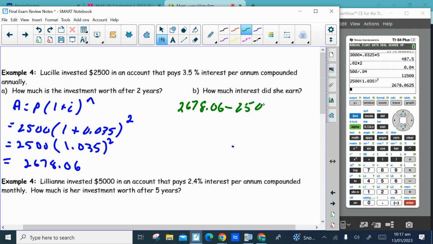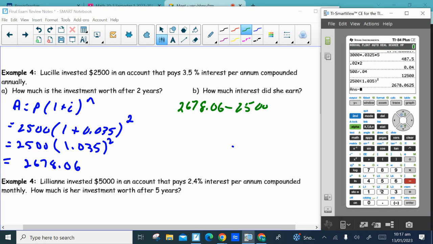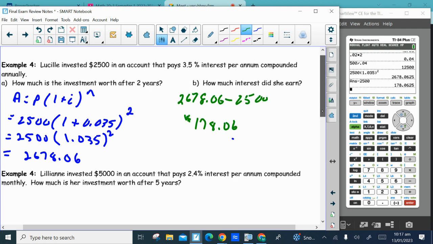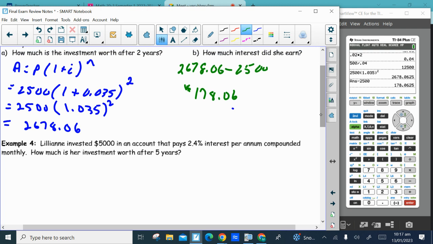She started with $2,500. She ended up with more after 2 years because of the interest. So if you subtract those two, that's how much she made in interest, $178.06. And this is why people invest in different accounts at the bank so that they can get interest.